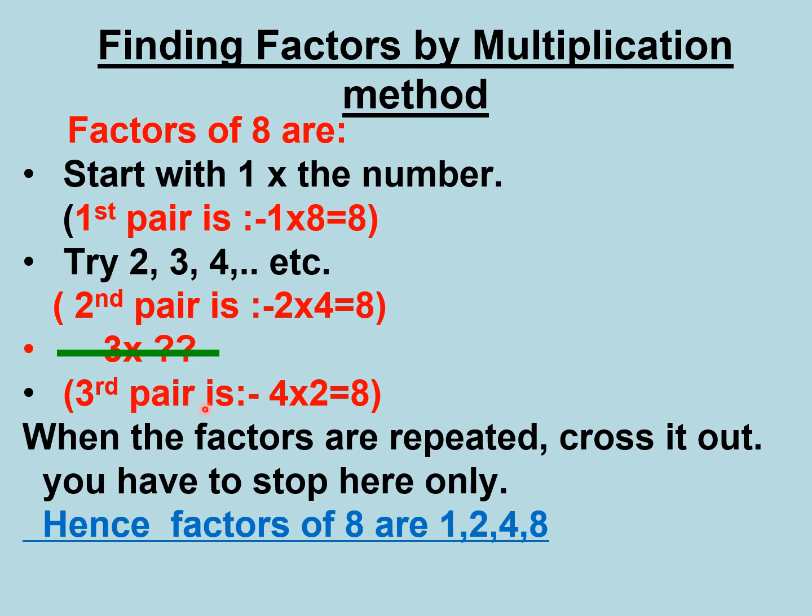So the third pair is 4 multiplied by 2 is 8. When the factors are repeated, cross it out. You have to stop here only. Hence, factors of 8 are 1, 2, 4, 8.